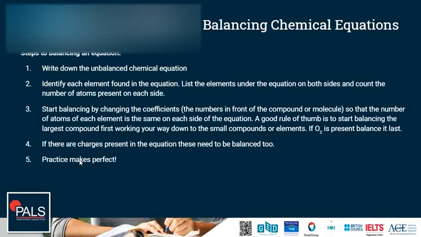The steps to balancing a chemical equation. So first write down the unbalanced chemical equation. Then identify each element found in the equation and list the elements under the equation on both sides and count the number of atoms present on each side in the unbalanced equation. Start balancing by changing the coefficients, the numbers in front of the compounds or molecules, so that the number of each atom of each element is the same on both sides of the equation. A good rule of thumb is to start balancing the largest compound first, working your way down to the small compounds or elements. If O2 is present, usually balance it last.